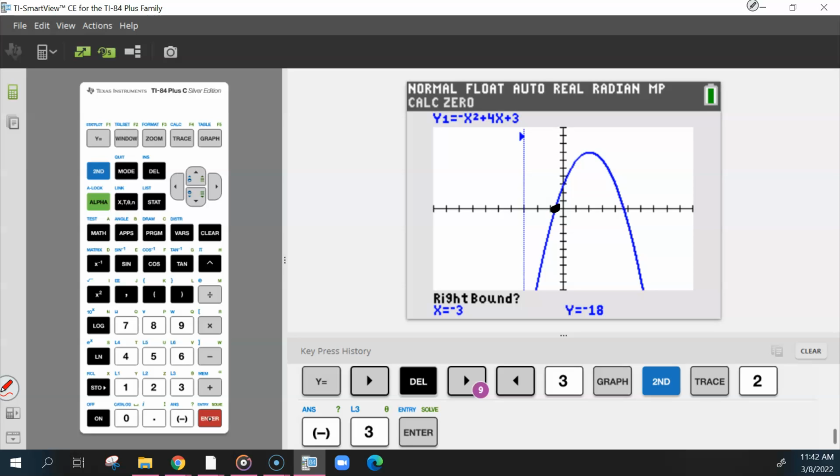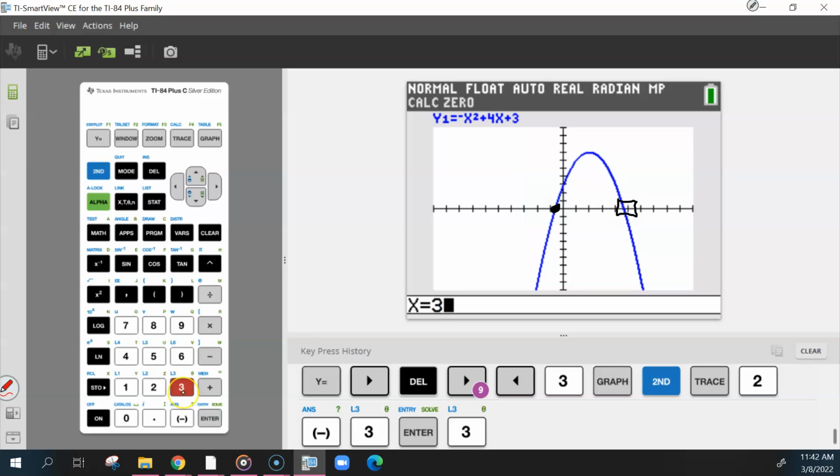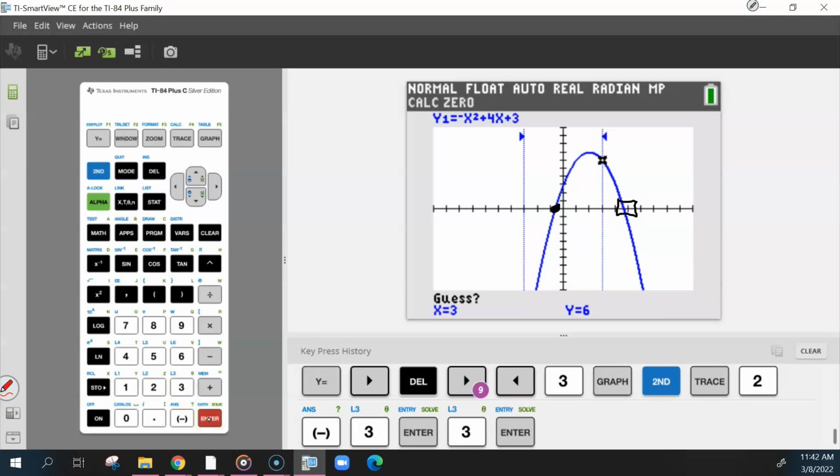Now we need a number to the right of this point, but that can't go past the second point. 3 would work, and hit enter. And then once you have your boundary lines, hit enter again.